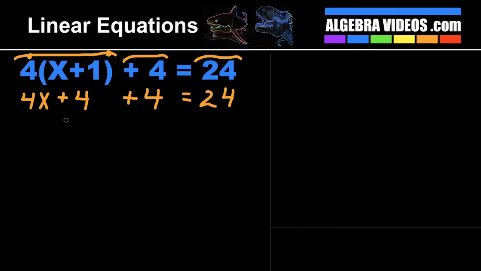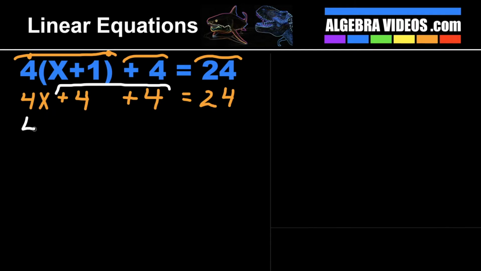What's next? Go back to the left side and try to simplify it. I don't see any other x terms except this 4x. But I do see two numbers here, two constants, if you will, that can be combined in just one term. I see plus 4 and plus 4. That's the same as plus 8. So why not just combine the 4 and the 4 into an 8?